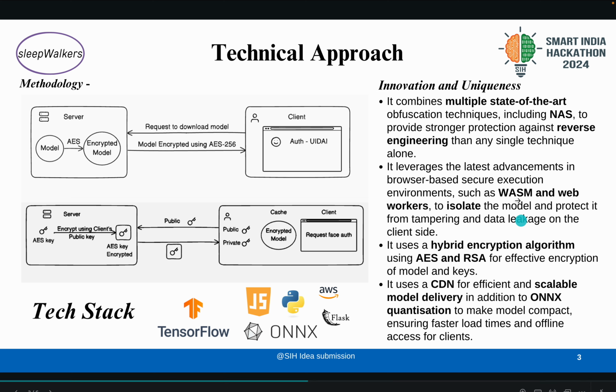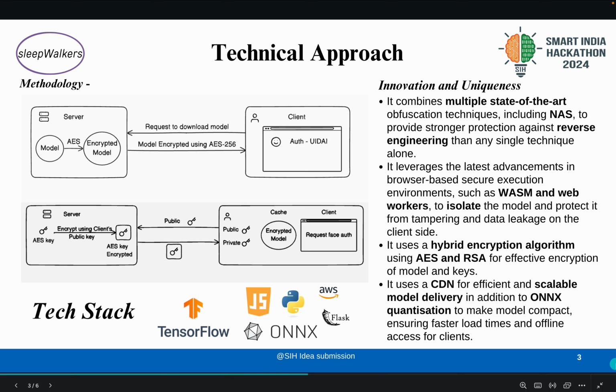Now in this second diagram we can see that the client has the encrypted model in its cache, but whenever the client wants to use it, it will request face authentication and it will generate a public and private RSA key pair. It will send this public key over to the server to retrieve the AES key. On the server side, the server will use this public key to encrypt the AES key using the client's public key. Then this encrypted AES key will be sent back to the client.